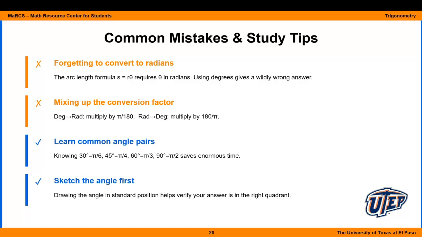Some common mistakes students make include forgetting to convert degrees to radians or mixing up the conversion factors. Remember, degrees to radians we multiply by pi over 180. Radians to degrees we multiply by 180 over pi. Sketching the angle can also help verify the results.